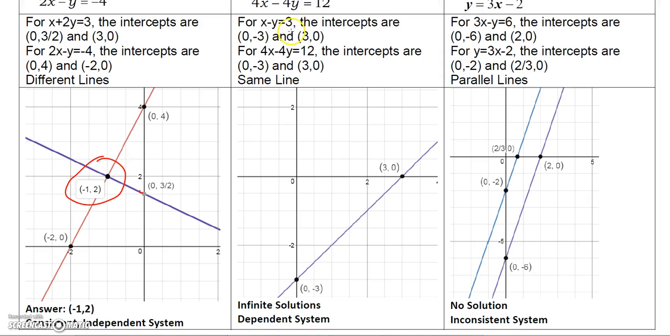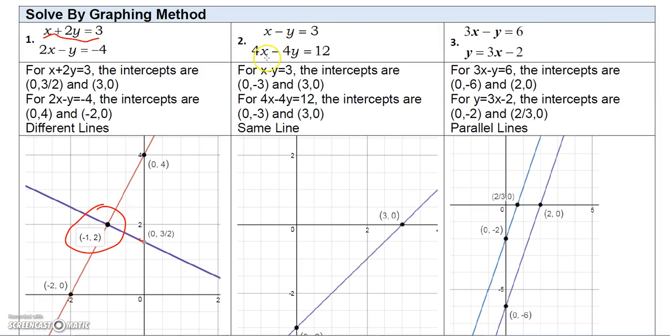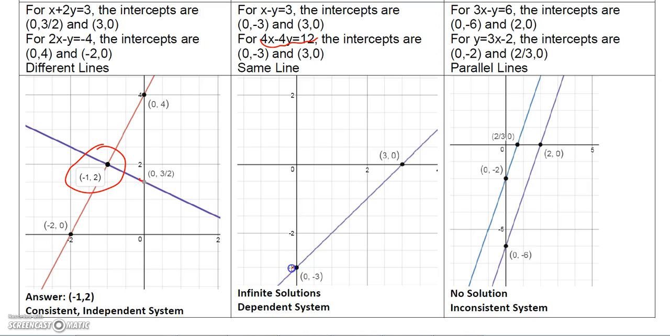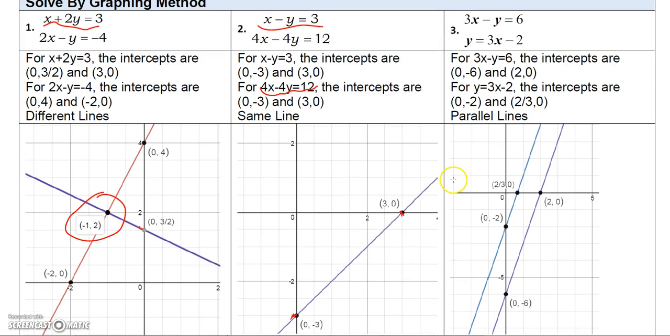Now these next two, you can see that this goes through the point (0, -3) and (3, 0), but so does this one. So both of these lines contain the points (0, -3) and (3, 0). So the equations represent the same line. So in that case, you have infinitely many solutions in a dependent system.